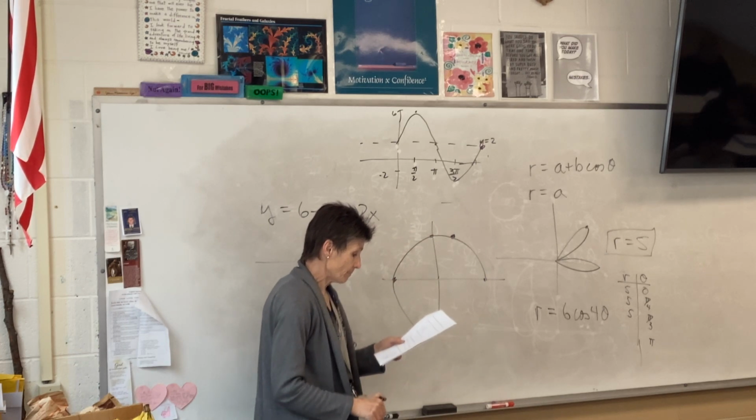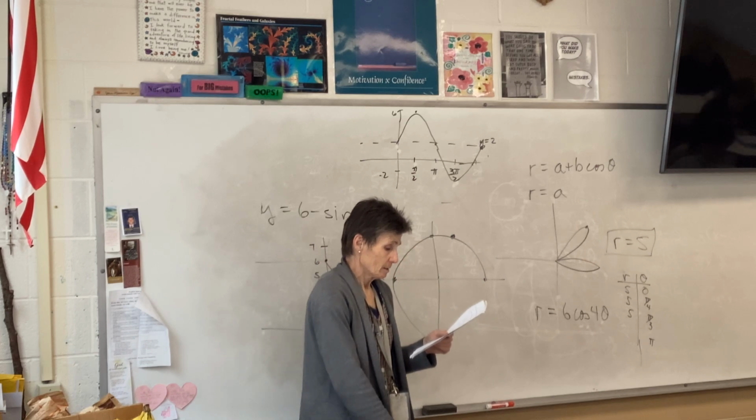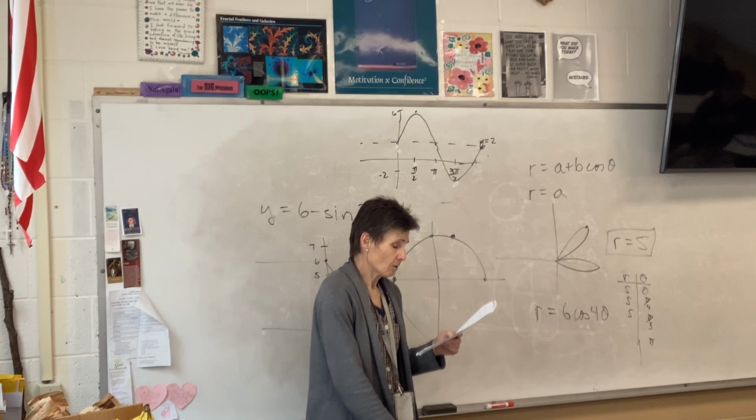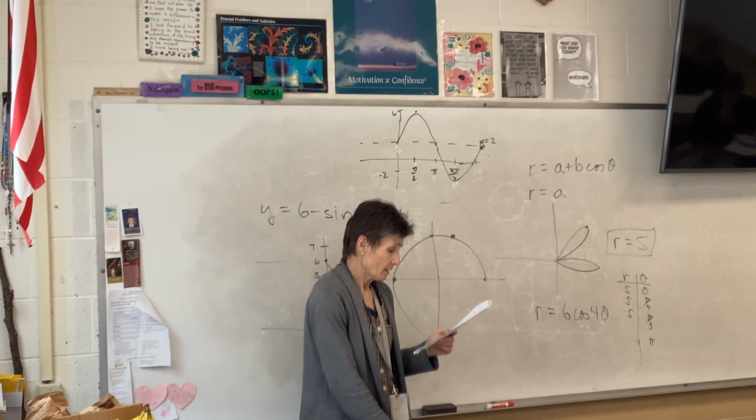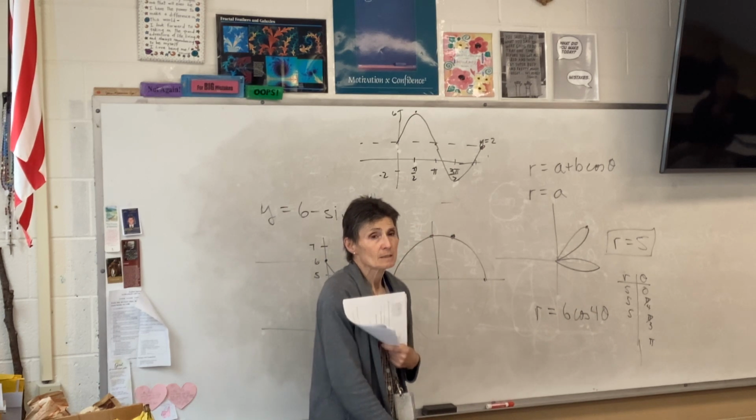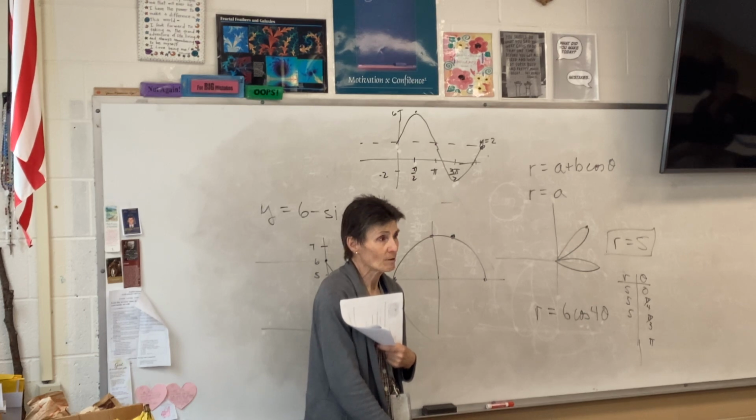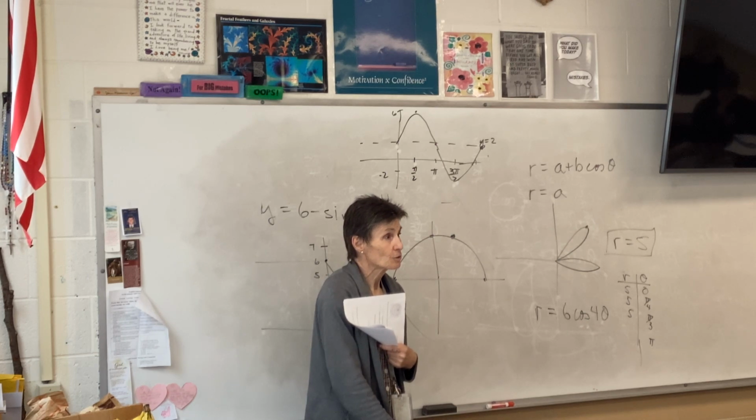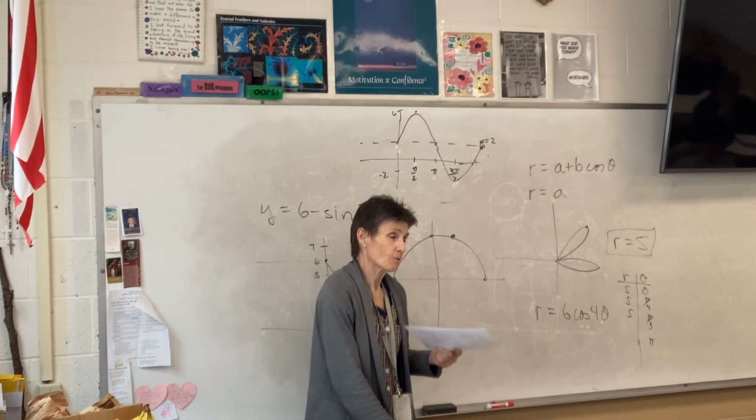All right, n, how many petals? 12. How long are they? 8. Angle between them. You said there's 12 of them. So pi over 6, 2 pi over 12. Pi over 6. First petal where?